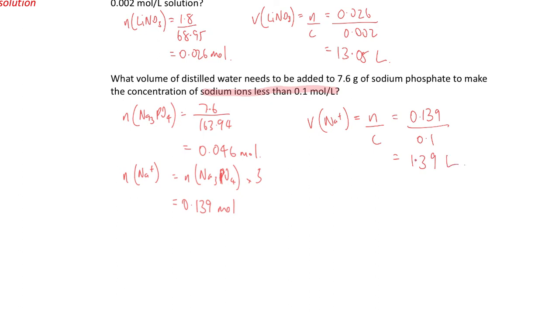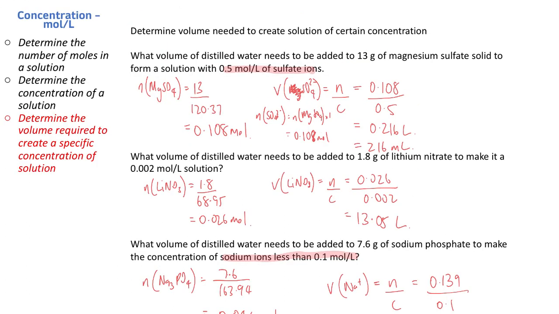Okay, so read that question carefully. You need to make a concentration of sodium ions less than 0.1 mole per liter. So therefore, at least 1.39 liters, or you should probably say more than 1.39 liters, because 1.39 liters will get you to 0.1. So you want it to be less than, you add more water, and then the concentration will be lower. All right, so let's move on.